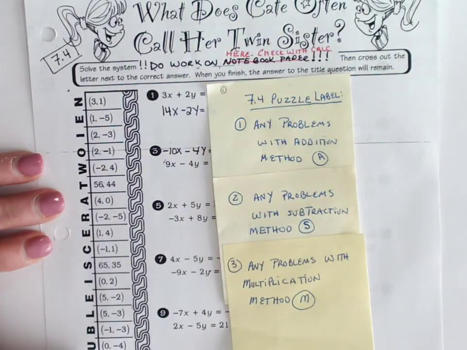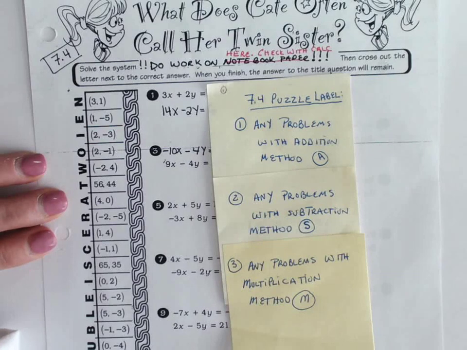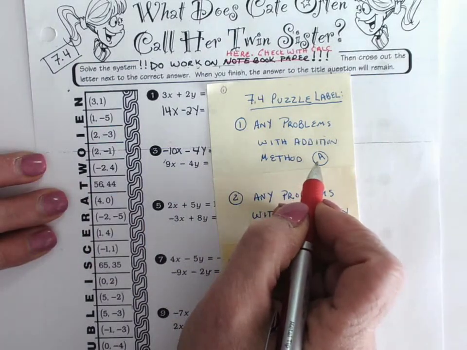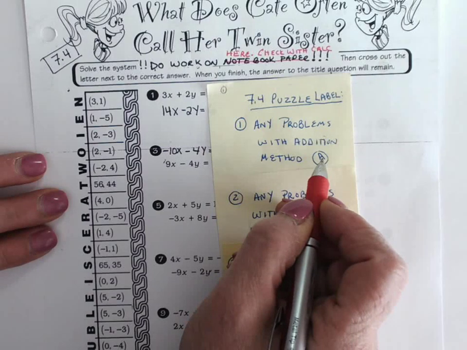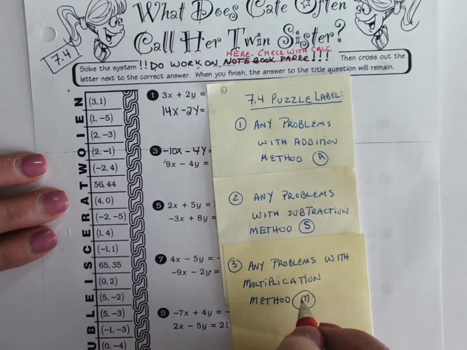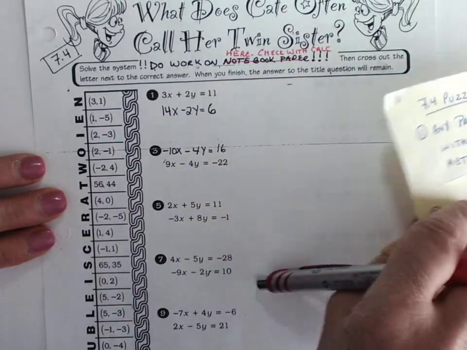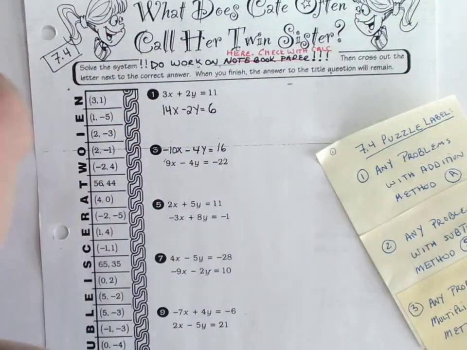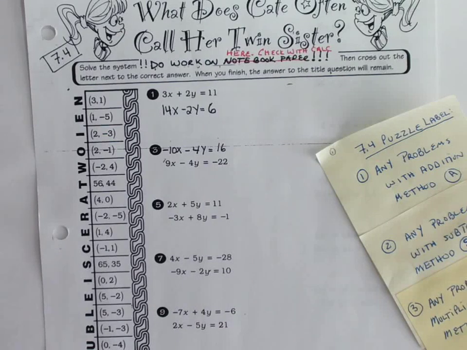The first thing I want you to do before you do any of these problems is to go through and identify which ones are going to be the addition method, which ones are going to be the subtraction method, and which ones are going to be the multiplication method. To help you get started, you look at the coefficients.